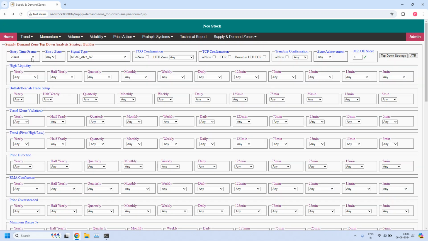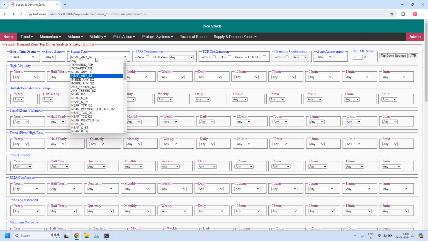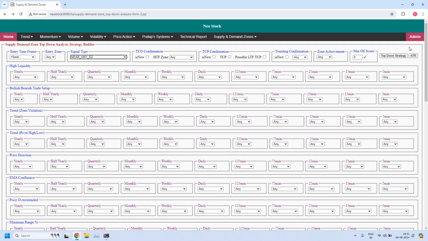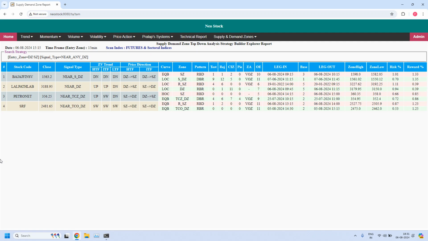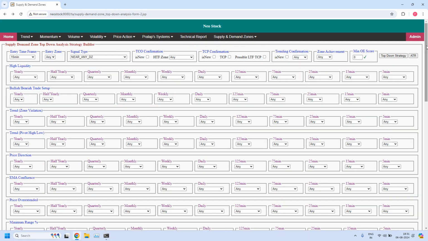And the next time frame is 15 minutes. For 15 minutes time frame, let us find the stocks near 15 minutes demand zone. 4 stocks are filtered near to the 15 minutes demand zone. Let us check any of these stocks are having zone confluence. At least ITF zone confluence.